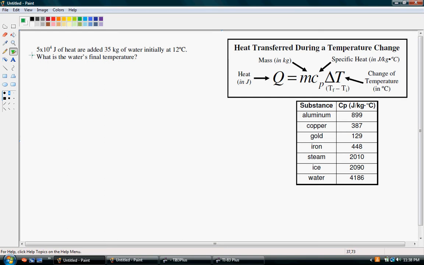So we know that the heat, it says right here that 5 times 10 to the 4, and you can write this two different ways. You can go ahead and say 5 times 10 to the 4, or you could go ahead and write those out with 4 zeros after the 5. Okay, but that's equal to the mass of the water, which was 35, times the specific heat of the water, which water has a specific heat of 4,186.